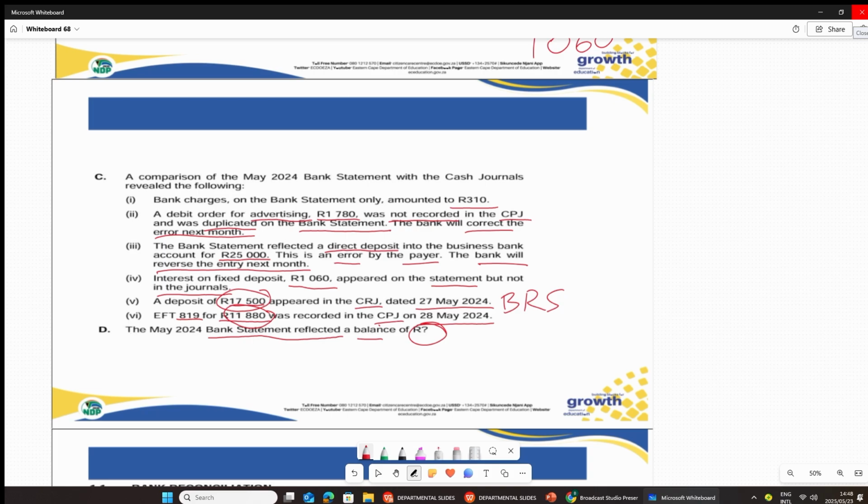And then the next one is the error that was duplicated, number 2. One of this 1,780 will be recorded in the bank reconciliation statement. And the 25,000 rand that we see here will also reflect in our bank reconciliation statement. Okay, what I'm going to do now, I'll be doing the completed bank reconciliation statement.